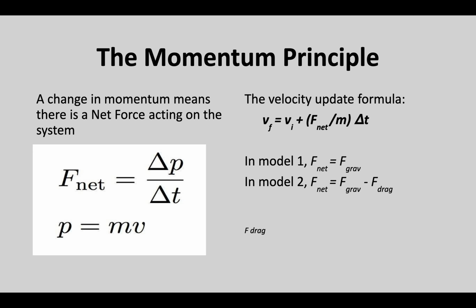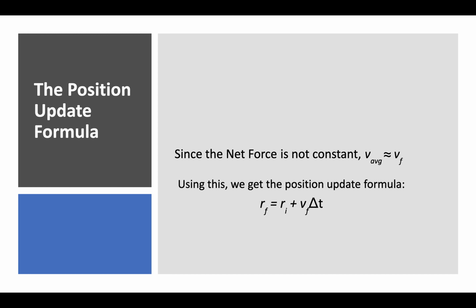Since the net force is not constant, we assume that V average is somewhat approximately equal to the final velocity. Using this, we get the position update formula. Rf is equal to Ri plus Vf delta t.